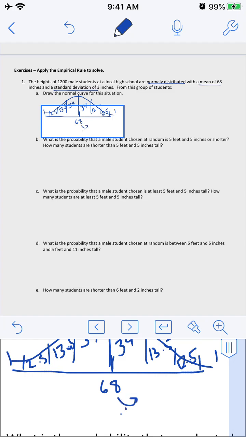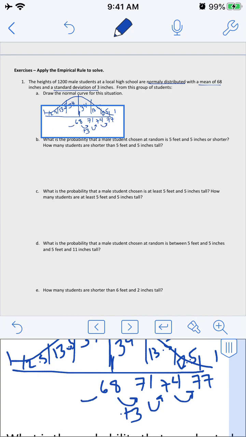So up 3 here would be 71. We'd go up 3 again, 74. We'd go up 3 again, 77. So that would be people who are taller, right? As you get taller, you get less people who are actually taller.